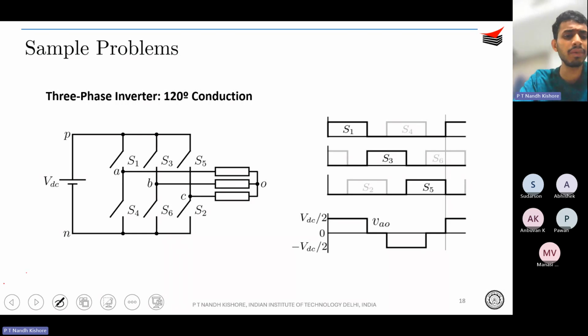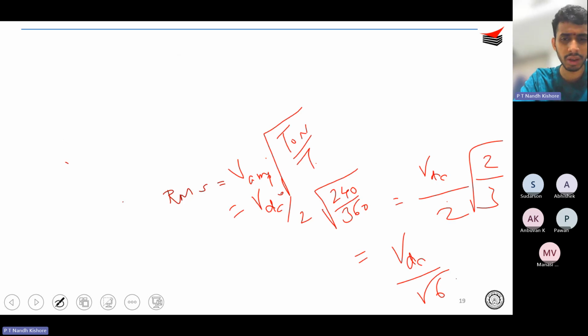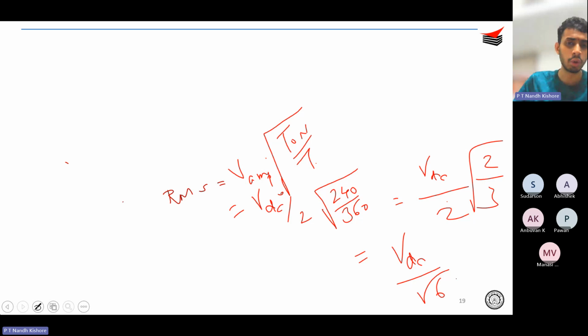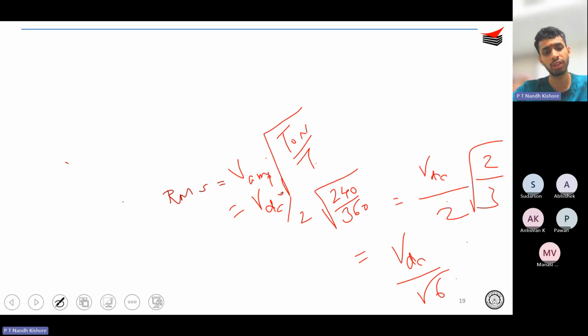Correct? It is simply V amplitude multiplied by root over T on by T. Okay, so V amplitude is VDC by 2 into root over T on by T, right? So it's 240 out of 360. For 120, it's plus VDC by 2. For another 120, it's minus VDC by 2. So root of 240 over 360. Okay, so VDC by root 6.